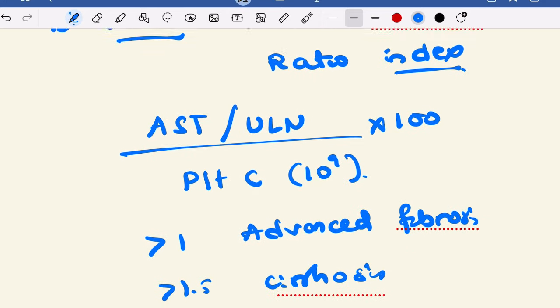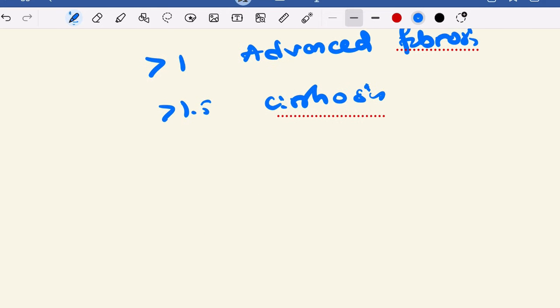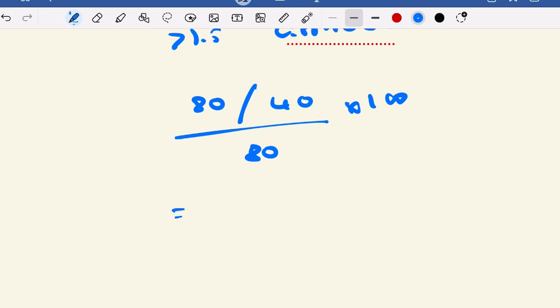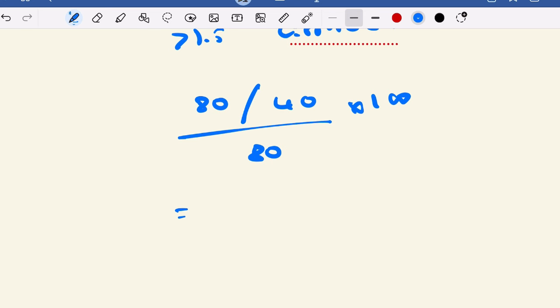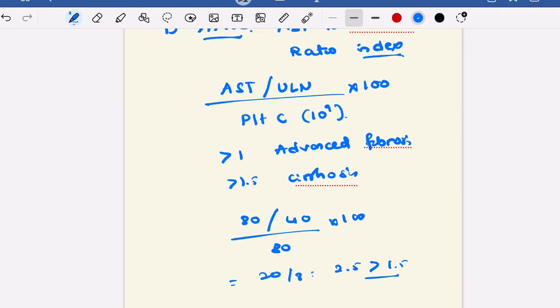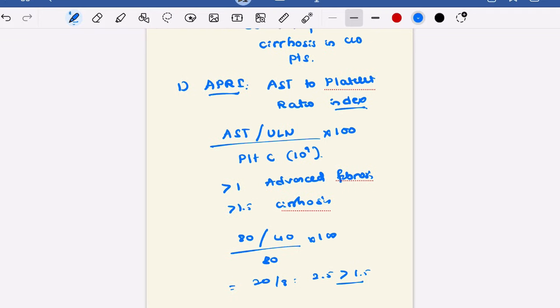So how to calculate? Let us take an example. Let's suppose the AST of a patient is 80, the normal value is 40, and the platelet count is 80. If you do simple math, you get 2 into 100, that is 200 by 80, which is 2.5. 2.5 is obviously more than 1.5. So here the patient has cirrhosis. Don't worry, I will explain with real life cases. Here just remember this is an easy to calculate example.